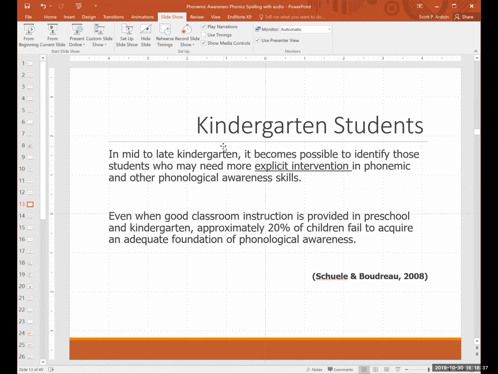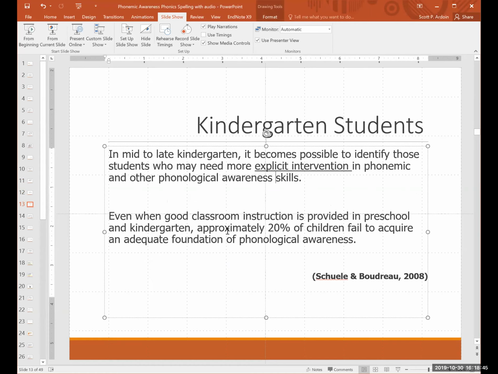So in mid to late kindergarten, it becomes possible to identify those students who may need more explicit intervention in phonemic and other phonological awareness skills. Even when good classroom instruction is provided to preschool and kindergarten classrooms, approximately 20% of children fail to acquire an adequate foundation of phonological awareness. So that's 20% whenever we are actually providing that classroom instruction. There are a lot of schools where that instruction is unfortunately not provided sufficiently.